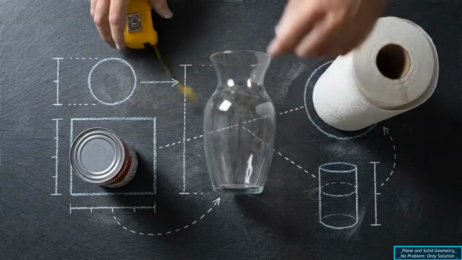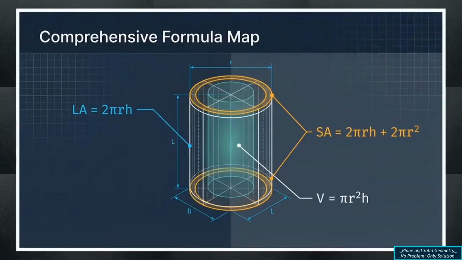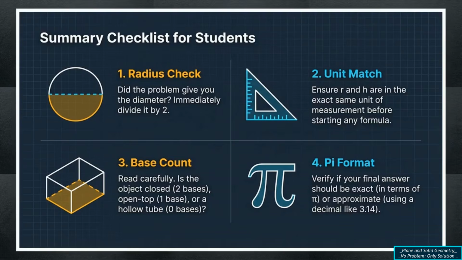This map traces lateral area, surface area, and volume directly back to their locations on the 3D cylinder. This matrix provides a 4-point checklist to verify your calculations. First, confirm you are using the radius rather than the diameter.